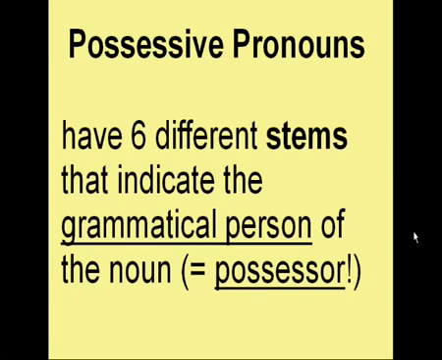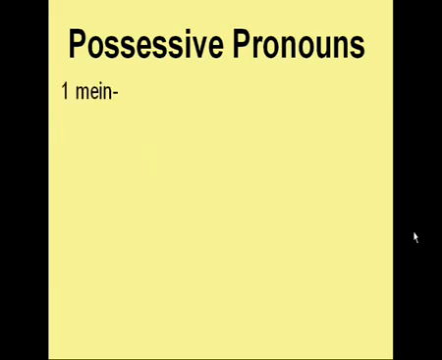The possessive pronouns have 6 different stems that indicate the grammatical person of the noun, which means the grammatical person of the possessor. For instance, if the grammatical person of the possessor is the first person singular, then the word stem is mein. If the grammatical person of the possessor is the second person singular, then the word stem is dein. For the third person singular masculine, the word stem is sein. For the feminine one, it is ihr. For the neutral one, it is sein.